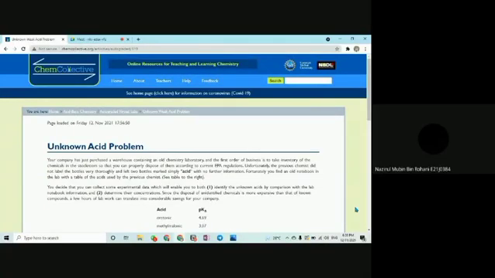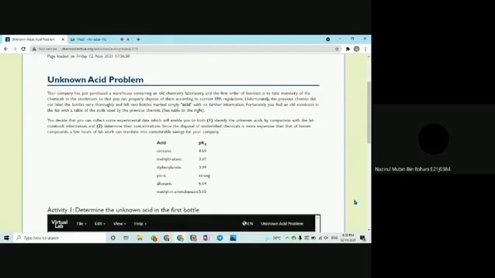My name is MUBIN, and today we will conduct an experiment of unknown acid problem. In this experiment, we will use the titration process.